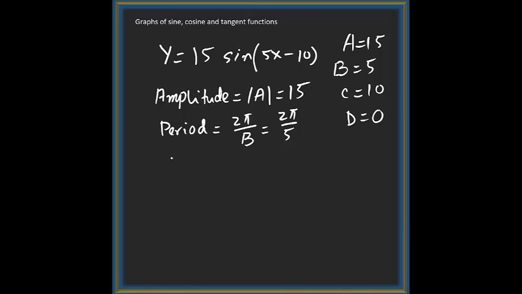And then you have the phase shift. For the phase shift, you write it like this: 5x minus 10 equals 0. So you get x equals 2. So the graph will move 2 units to the right. And then D is 0, so it doesn't have a vertical shift. We are done.